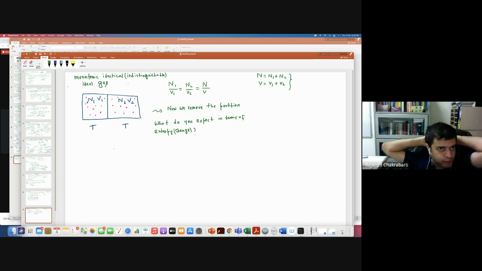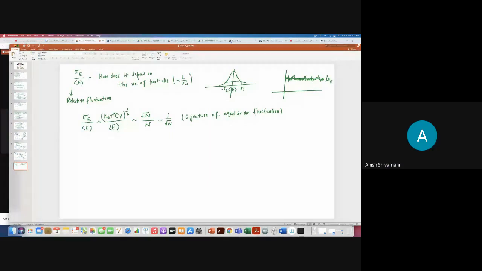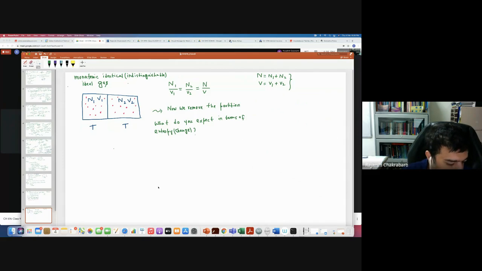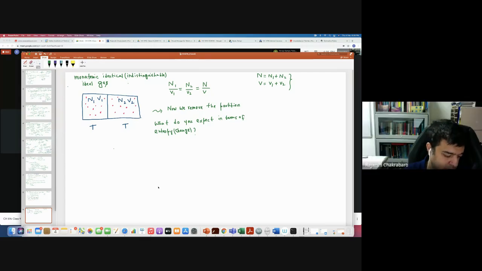Anish, others should also speak. Can we prove this by substituting N1 by V1 to N2 by V2? That I'm going to do now, in the next step. So this is the argument I'm saying. Okay. So let us now calculate delta S mixing.